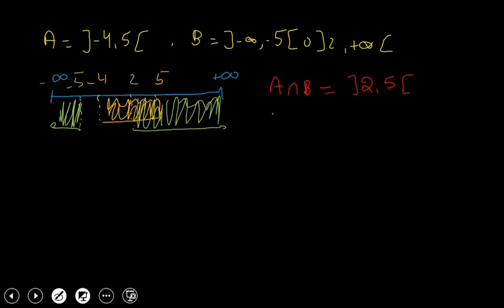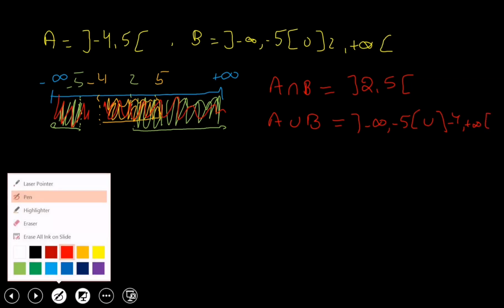Okay, what about A union B? What do we mean by A union B? A union B, which we read as A or B, means any values found in A, or in B, or in both. So all the colored regions, which are from -infinity to -5, union, this one colored, and also all of these, that is from -4 to plus infinity.